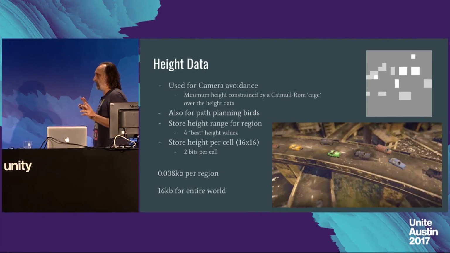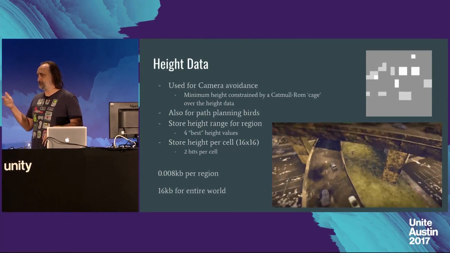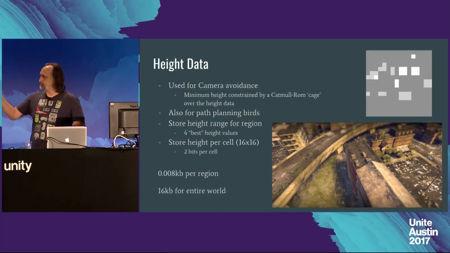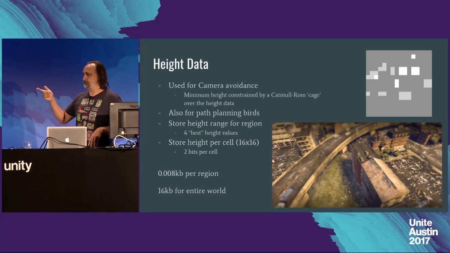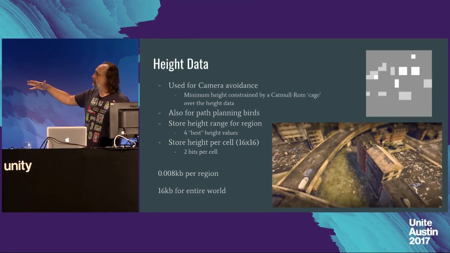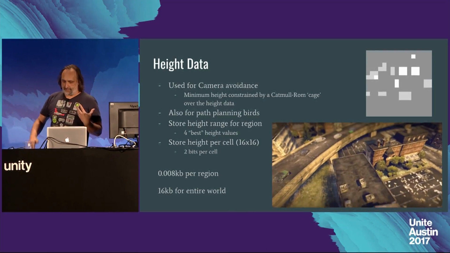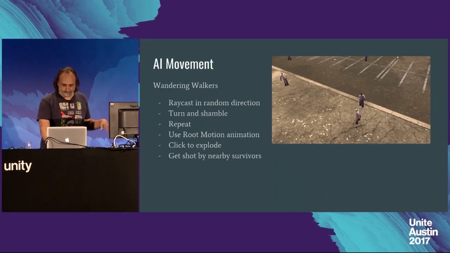And those become our 4 heights. And so then we basically use 2 bits of information to say which of the 4 heights each is. So this ends up being 16 kilobytes for the entire world because it's packed so small. But from that, we can build a Catmull-Rom spline for the camera and interpolate that to get a nice smooth motion. And we also use it for path planning for flying stuff.